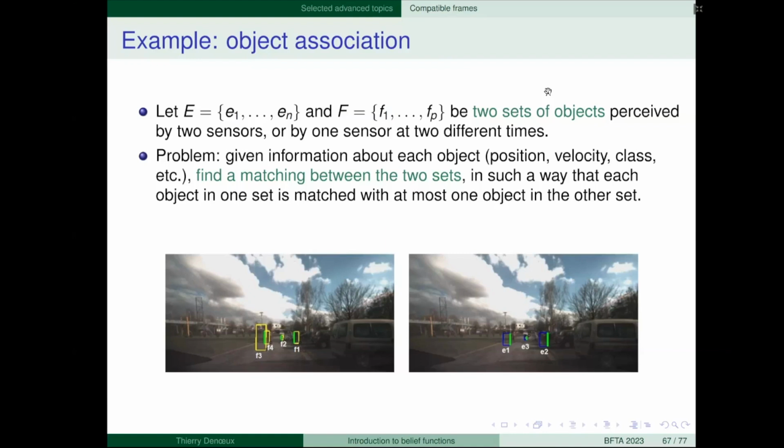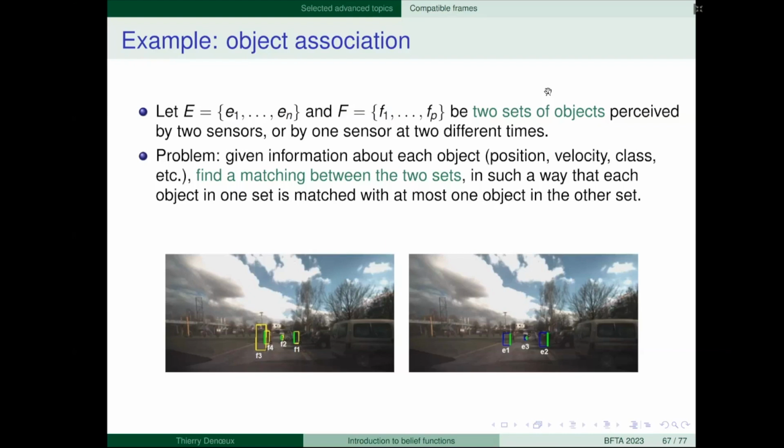So, for example, here we might conjecture that E2 corresponds to F1. Okay? And E3 might correspond to F2, and E1 might correspond maybe to F4. F3 doesn't have any correspondence in the second set. So we want to find a way to match these two sets. Okay, so these two sets may be perceived by two sensors or by one sensor at different times. And this, the second case, can be used for tracking.